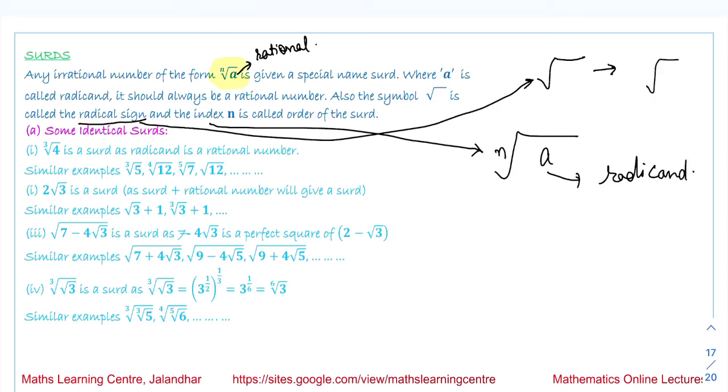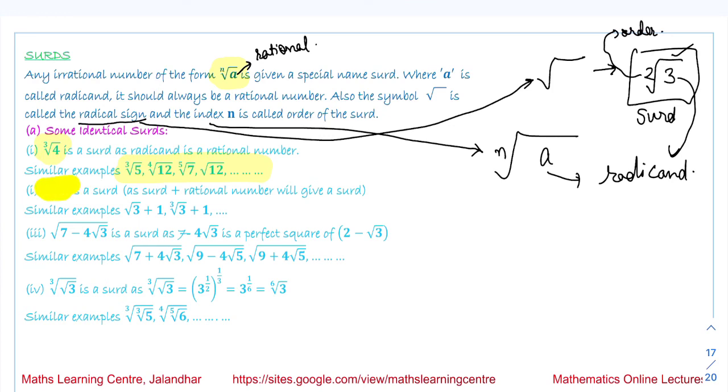So if we are writing square root of 3, basically it is a surd, 3 is the radicand, 2 is the order of the surd, and this sign is called the radical sign. Some examples are also listed over here. It is cube root of 4, and all these values are surds. And if I am talking about 2 root 3 being a surd, then we are saying these values are also surds. Square root of 3 plus 1, cube root of 3 plus 1, these are also surds.